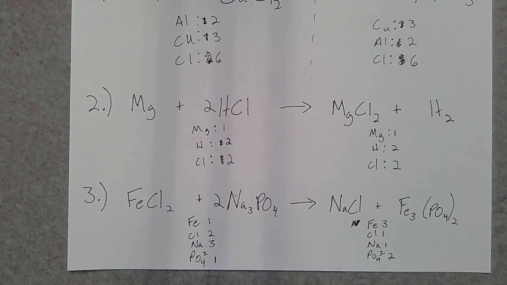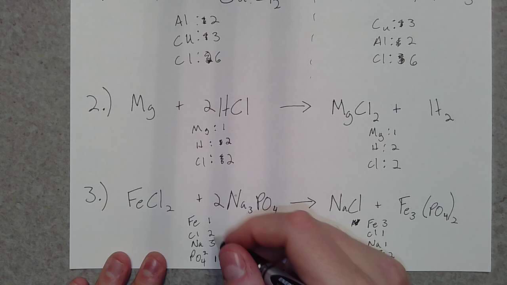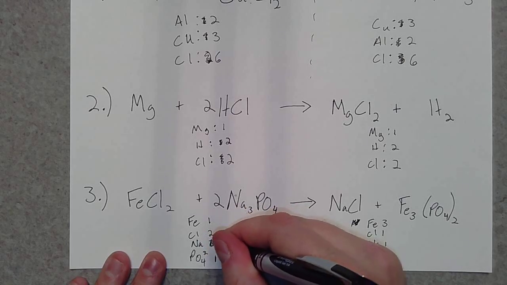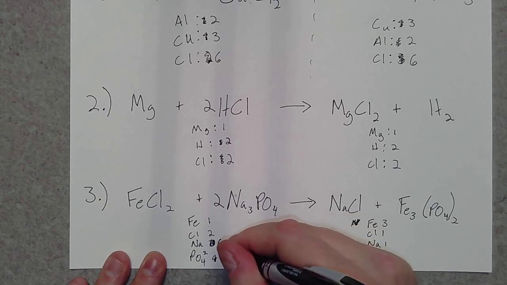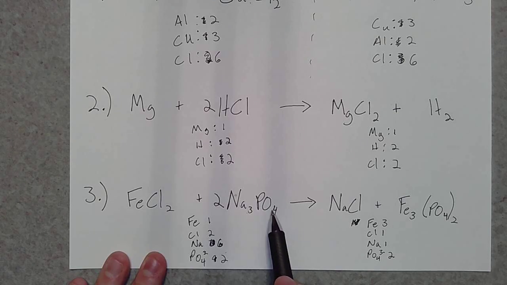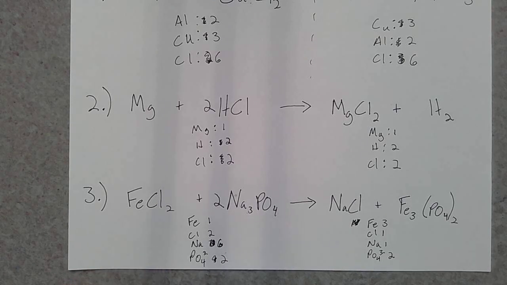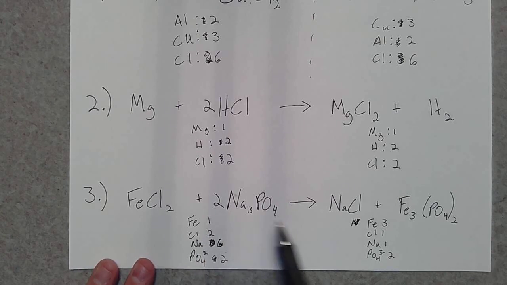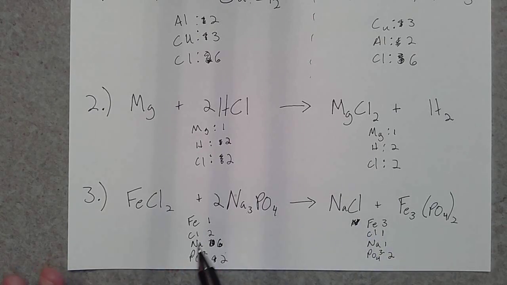Okay, so let's rearrange. So now my sodium has 6, right? And my PO4 now has 2. So 2 times 3, that's going to give me 6 of those sodiums. 2 times this PO4, I'm going to have 2 of those as well. Okay, so now we're going to do our check over here. We got the same. I haven't changed anything on this side. I changed on this side, and I've already adjusted those.